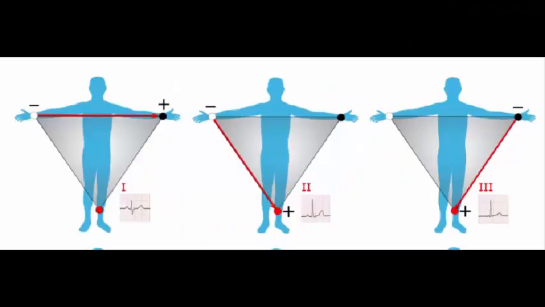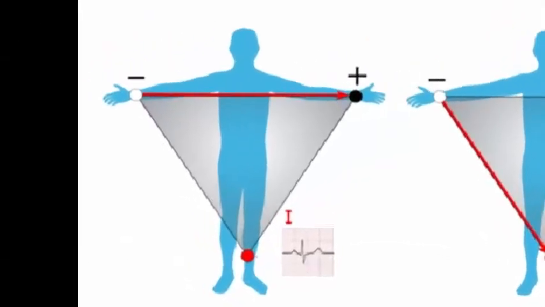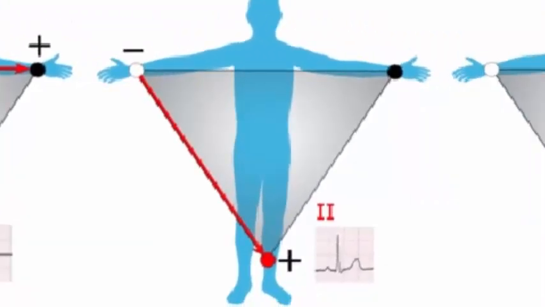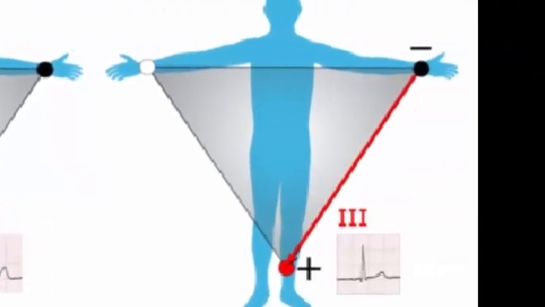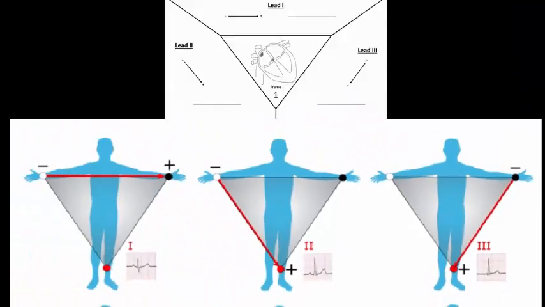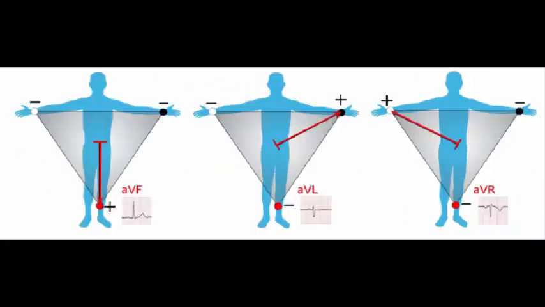Leads 1, 2 and 3 are the dipole limb leads and refer to recordings obtained from pairs of electrodes placed on different limbs. Lead 1 records the signal between the right and left arms. Lead 2 records the signal between the right arm and left leg. Lead 3 records the signal between the left arm and left leg. These 3 leads thus record electrical activity along 3 different axes in the frontal plane.